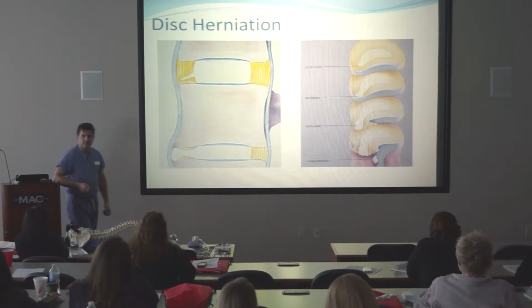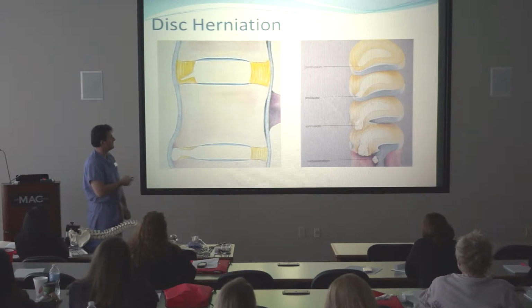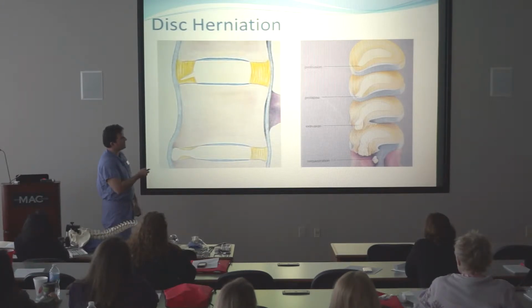You guys have heard all these names before. You guys see these in reports. I mean, it's like alphabet soup of what's going on in discs. Okay, is it a protrusion? Is it a prolapse? Is it an extrusion? Is it a sequestration? What are you talking about, right? What does that mean? It's basically a continuum, a spectrum of what happens with these discs.